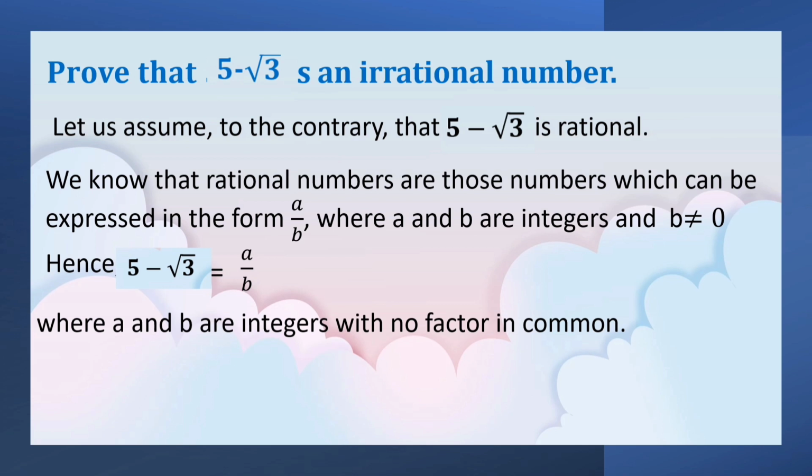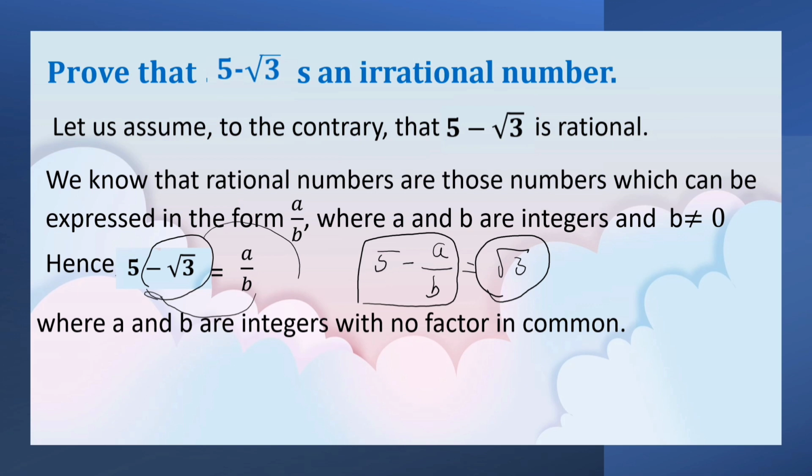Here now let us separate root 3 from 5. How? We should not have negative number here. So now let us move root 3 to this side and a by b to this side. 5 minus a by b is equal to root 3. But it is practice to write root 3 in LHS and this in RHS. So now let us write root 3 is equal to 5 minus a by b.